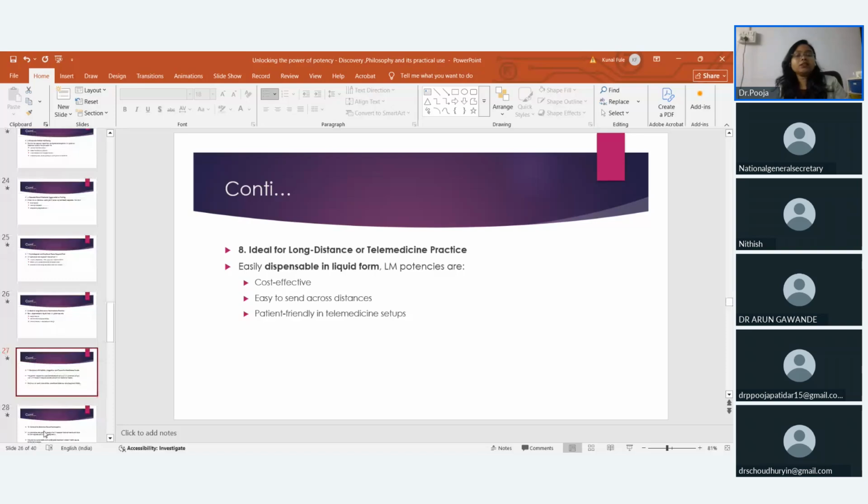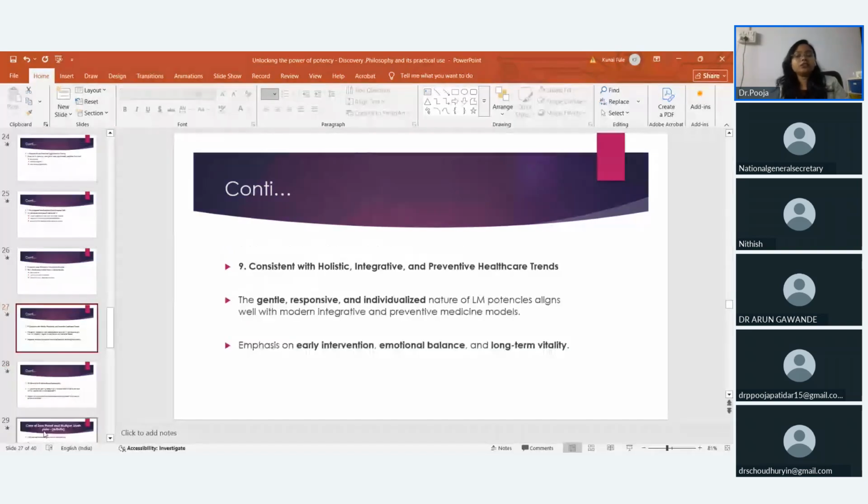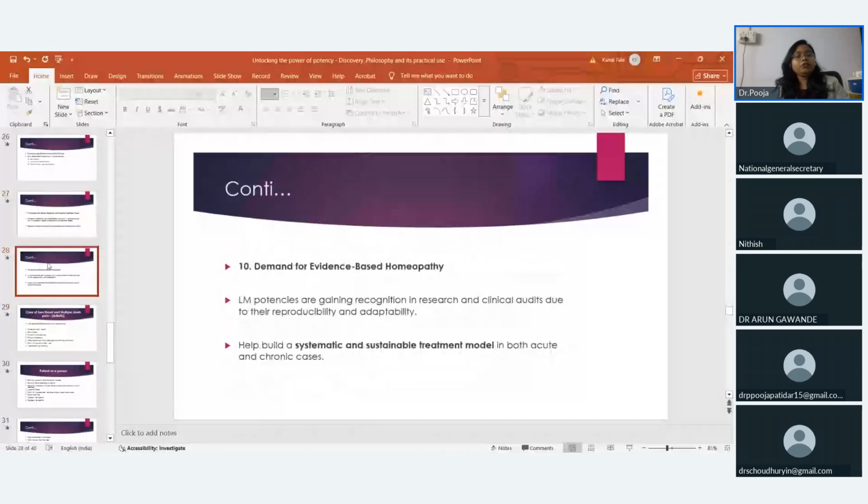In holistic, integrative, and preventive healthcare, we can easily use the LM potency. If you are using LM potency, then there is a demand for evidence-based homeopathy. So with the help of LM potency, we can easily do research in clinical cases, and we can easily collect the data. So this is also one of the most important things we can do with LM potency.